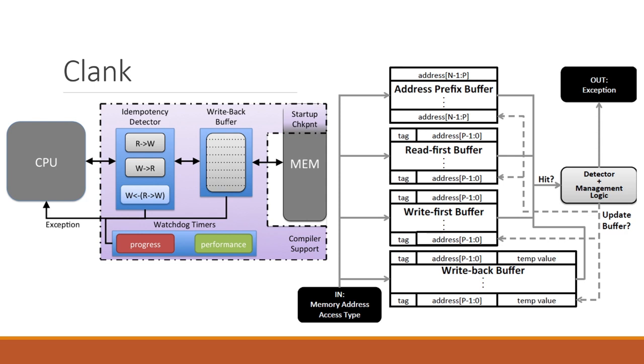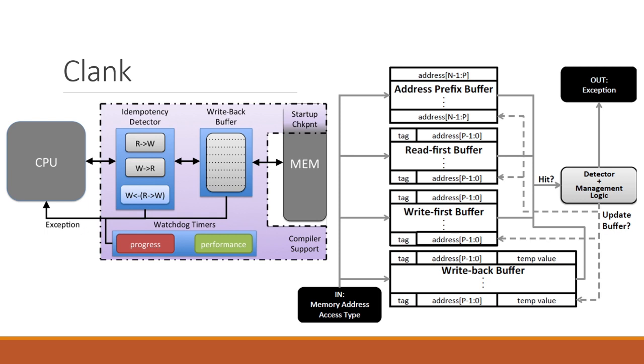The read first buffer specifically tracks memory addresses that are first accessed by read instructions within a given sequence of program instructions. It essentially stores the addresses that are predominantly read dominated. Conversely, the write first buffer focuses on memory addresses that are first accessed by write instructions, indicating the write dominated locations within the program's memory space.